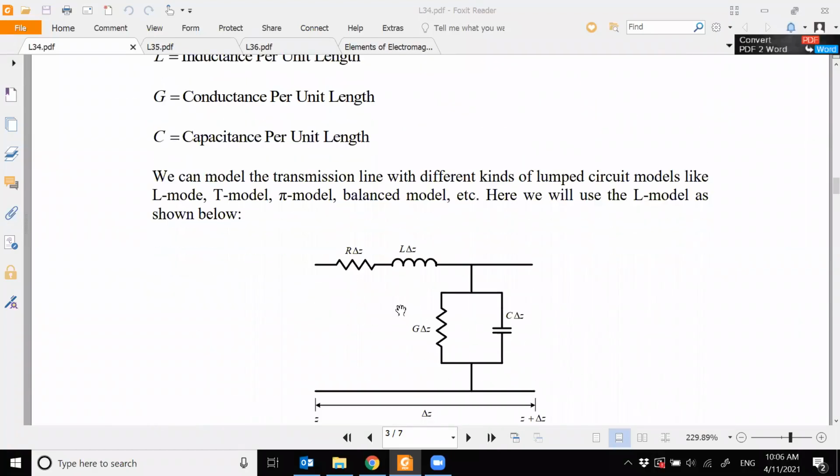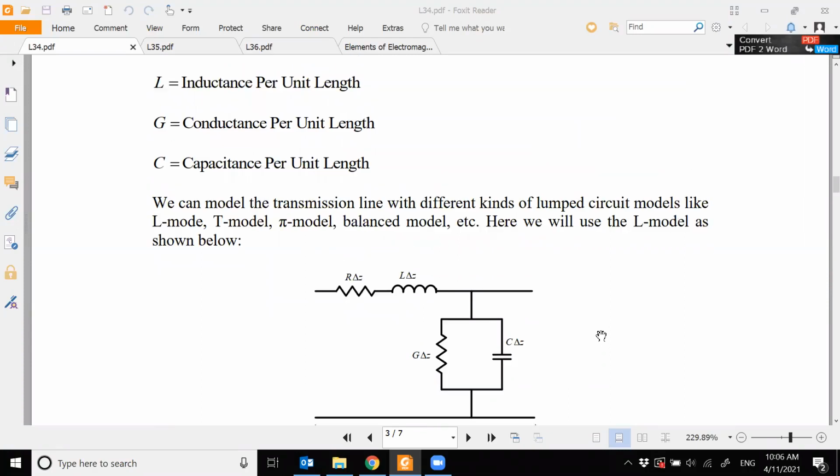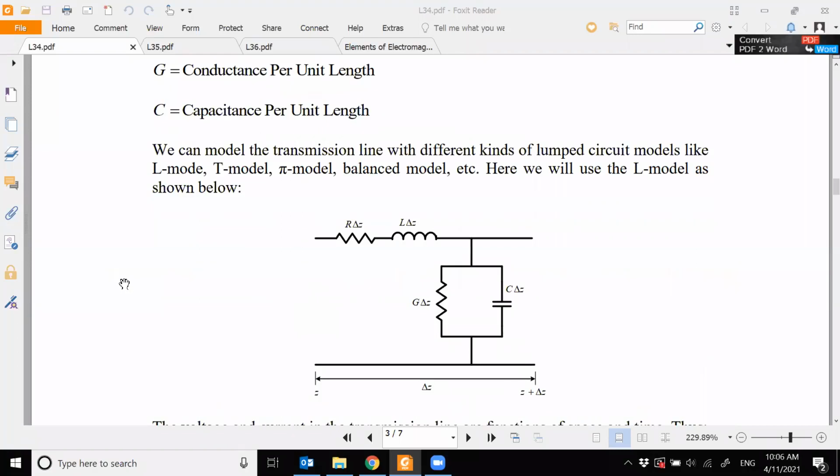And then we took a model, which is called the L model, where we got the resistance and inductance and the conductance and the capacitance. And again, remember, this resistance is coming from the conductor, from the conductivity of the conductor. And this conductance is coming from the conductivity of the dielectric, which is separating the two mediums. And this is your inductor, and this is your capacitor. This is because of the capacitance effect between the conductors.